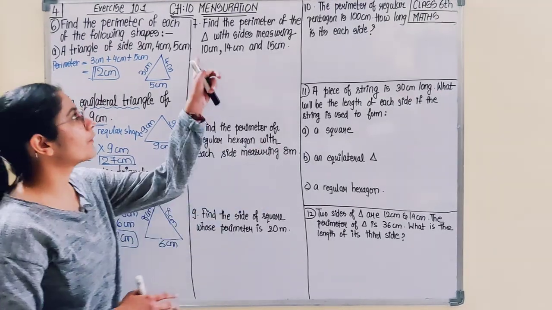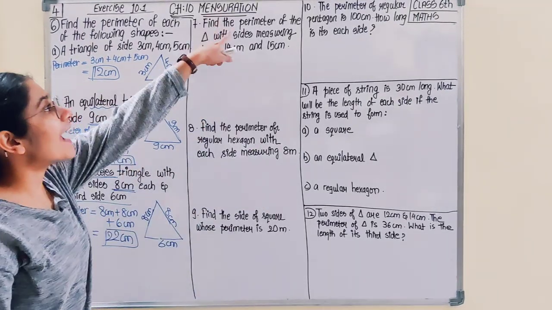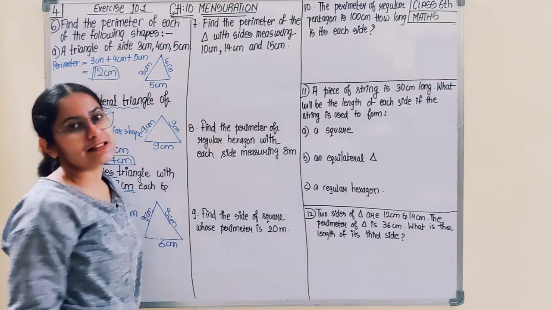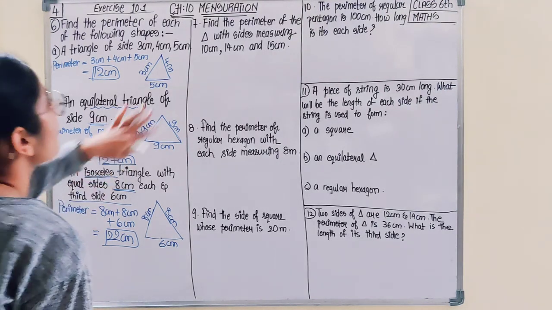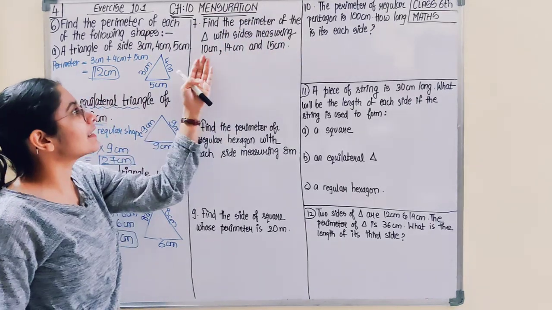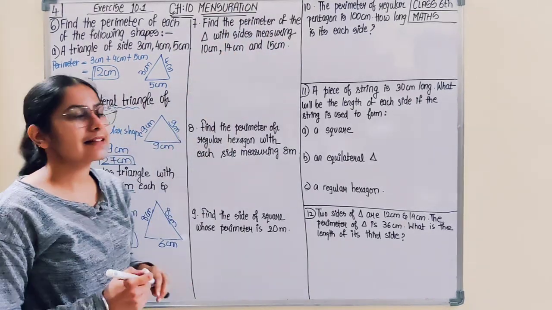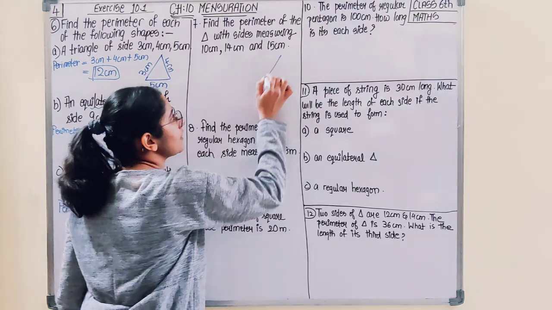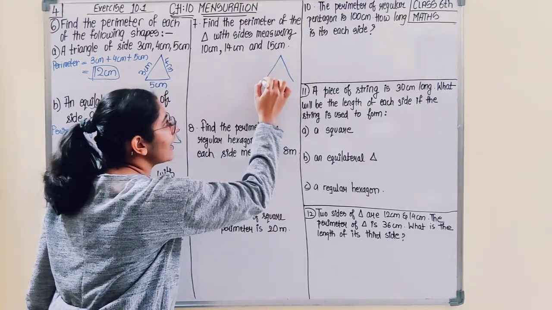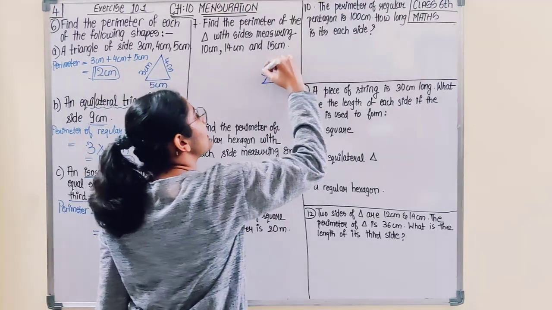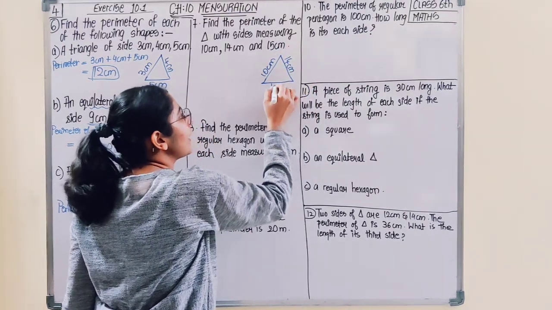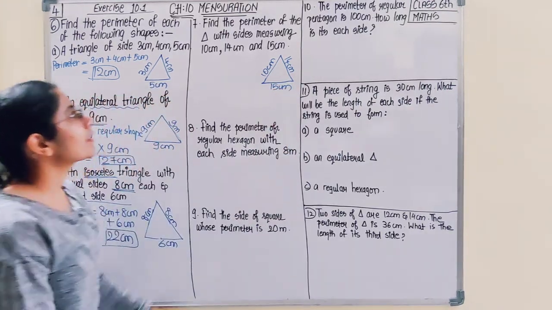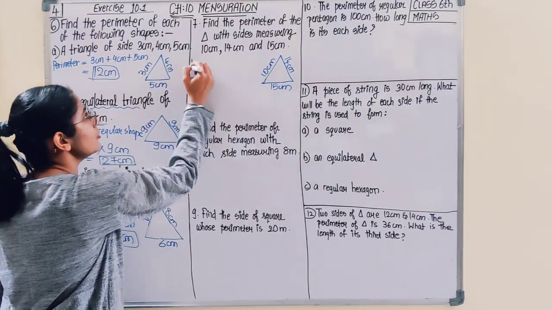There are sub questions. Moving down to 7th, which says find the perimeter of this triangle. Sorry for the short form, but due to lack of space, I have to write triangle in this form. Okay, so find the perimeter of the triangle with sides measuring 10 cm, 14 cm and 15 cm. So first of all, we consider a triangle with different sides, that is 10 cm, 14 cm and 15 cm. We have to calculate the perimeter. Simply we have to add.